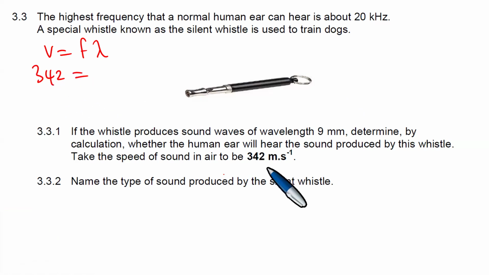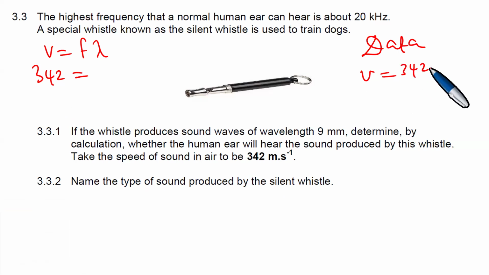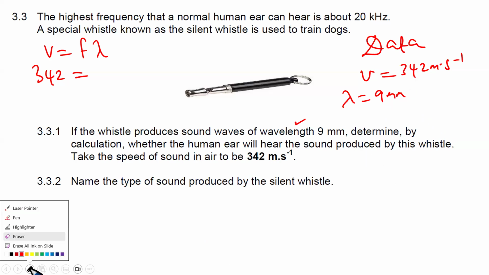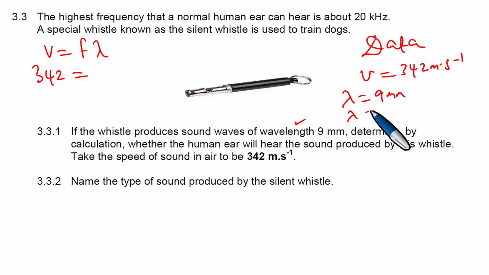So 342, the speed, is equal to frequency times wavelength, because we have our data. The data is that the speed is 342 meters per second. And the wavelength lambda is 9 millimeters, but you must convert it to meters. How do you convert millimeters to meters? We divide by 1,000.